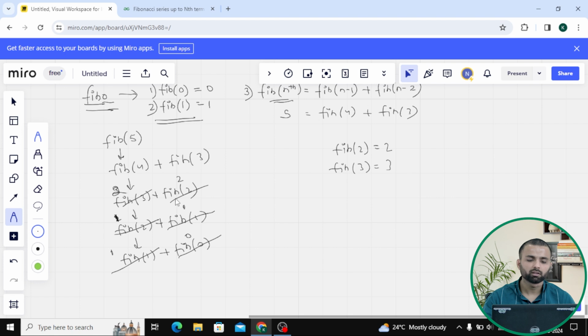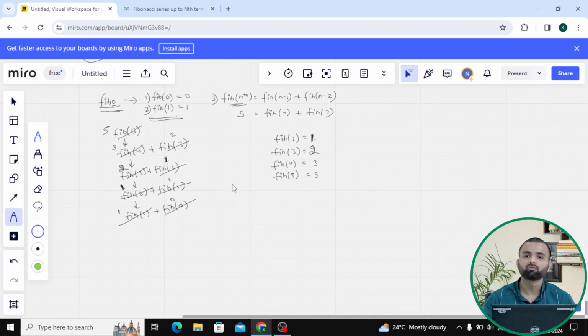And Fibonacci of 2 is 1, right? So 2 plus 1 is 3. Let's replace it with 3 and update. Fibonacci of 4 is 3, right? So what is the Fibonacci of 3? Fibonacci of 3 is 2. So just replace it with 2. So what's the Fibonacci of 5? Fibonacci of 5 is 5, right? So it means that we can simply solve our Fibonacci series with these three conditions.